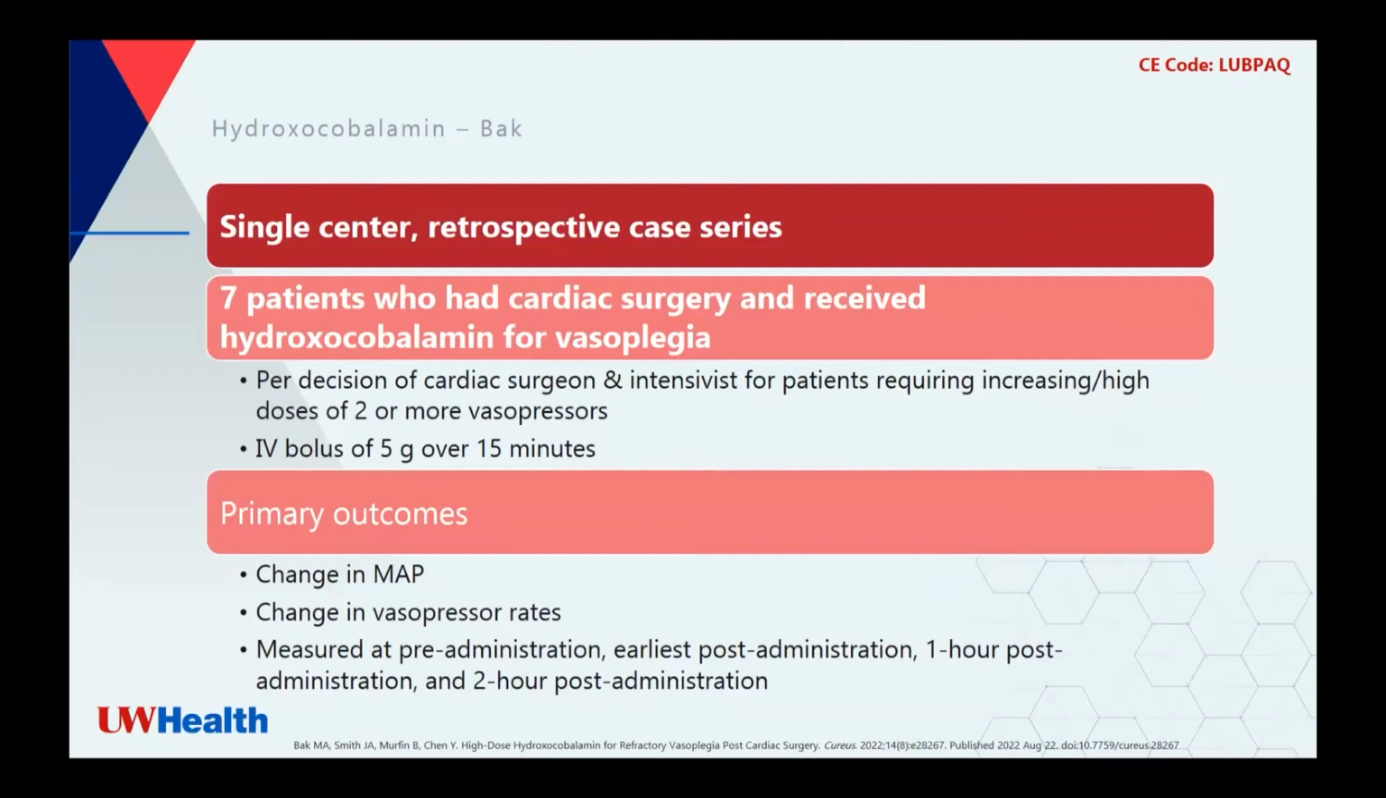The primary outcome that they analyzed were change in MAP, and then they also looked at change in vasopressor rates. And they looked at these changes at pre-administration, early post-administration, so within 1 hour of getting the medication. They looked at it 1 hour and 2 hours post-administration as well.